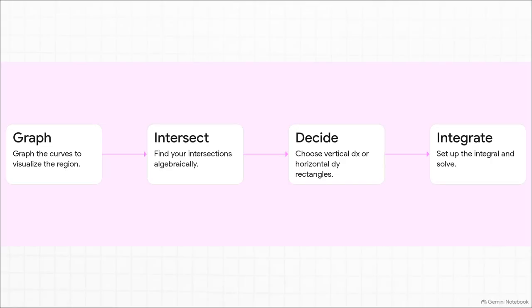So the crucial point is this actionable 4-step workflow. Number 1, graph the curves. Always do this so you can visually see what's on top or on the right. Number 2, find your intersections algebraically so you know your exact boundaries. Number 3, strategically decide if vertical dx rectangles or horizontal dy rectangles make the math cleaner. And number 4, integrate. Stick to this workflow and you'll absolutely crush these problems.